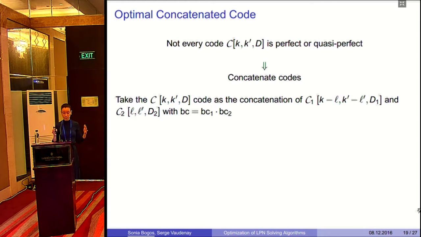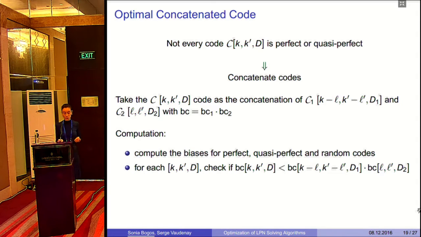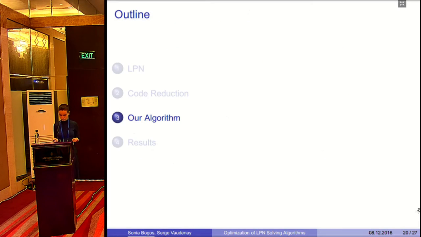And we want to do this in an efficient way. We want to look at the concatenation that actually is going to maximize the noise bias. So the way we are doing it is that first we are computing the bias for the basic cases where we know how to compute the biases. So we compute it for the perfect codes and for the quasi-perfect codes. And then afterwards, for each possible code, we look to see what's the best split in the concatenation that is going to maximize this bias.